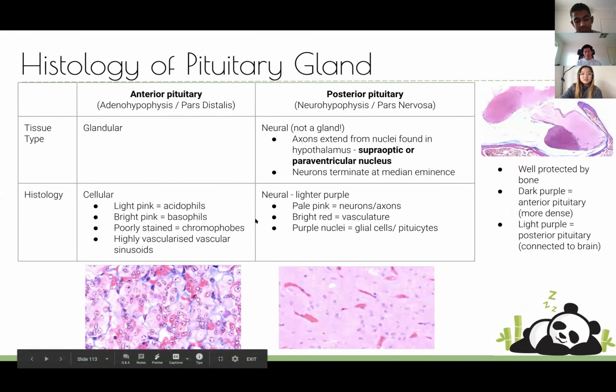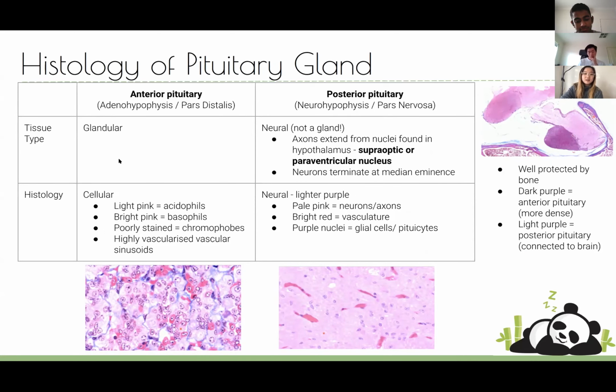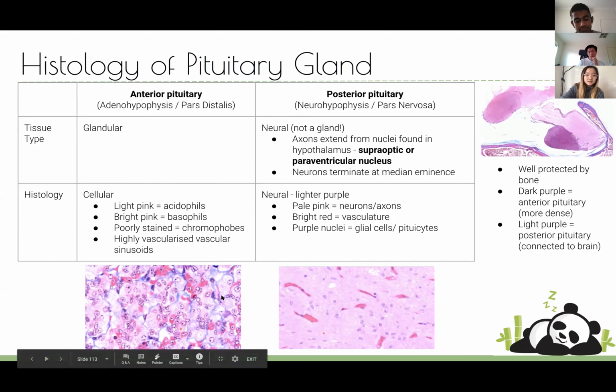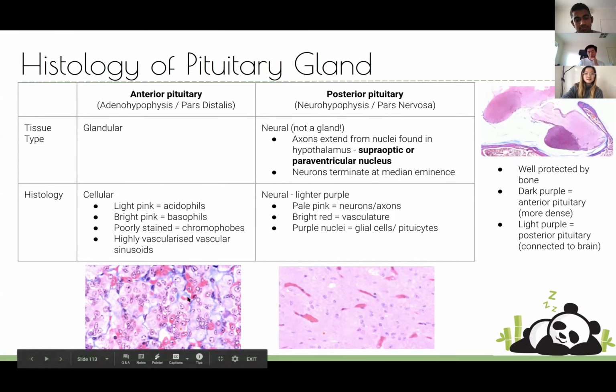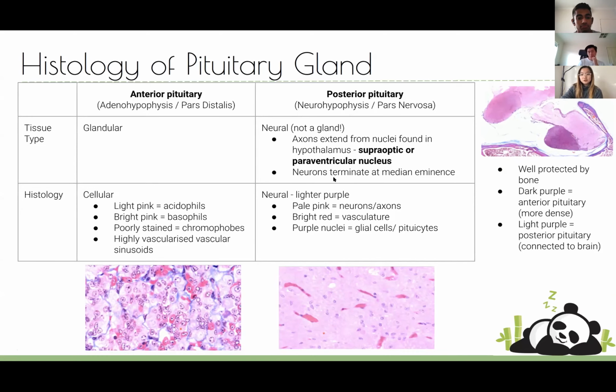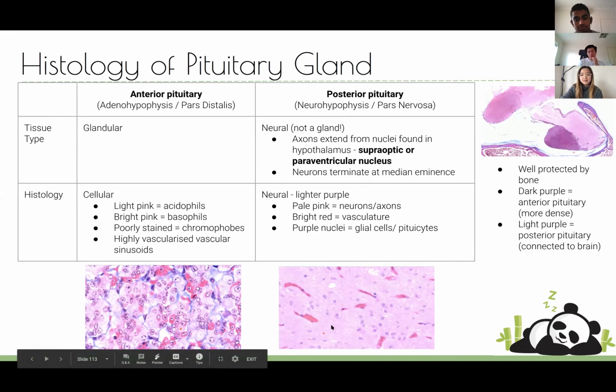This is your histology. Again, it ties back into the fact that the anterior pituitary is glandular, so you can see that it's very cellular in its histology. You can see the acidophils, which are a light pink, and then you have your basophils, which are a bright pink. And then you've got poorly stained chromophobes, which you don't really have to know about. And then your posterior pituitary, because it's neural, you can see that it's a lighter purple, and all the pale pink is your neurons and axons. And that's basically all you have to know.